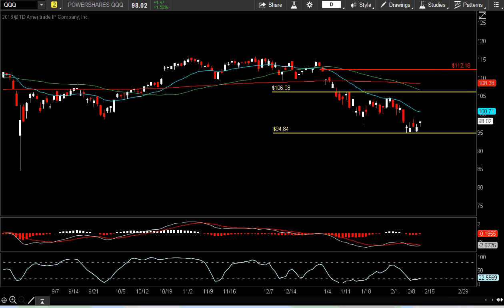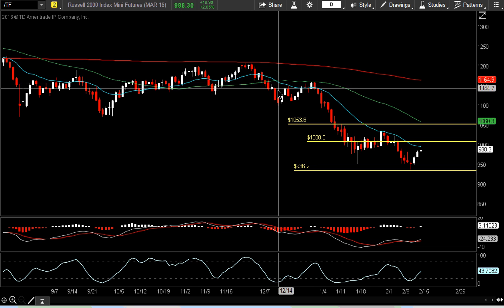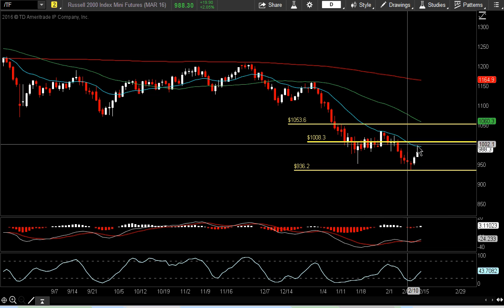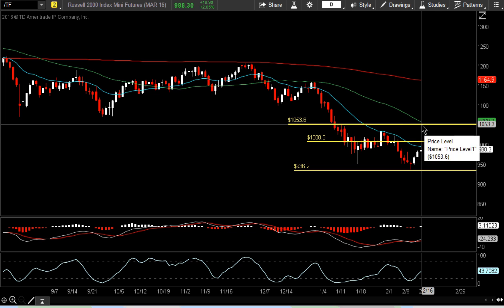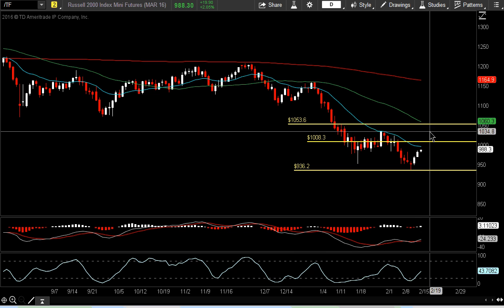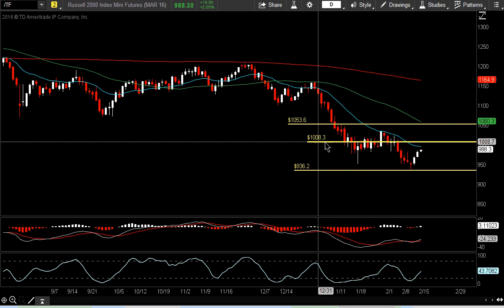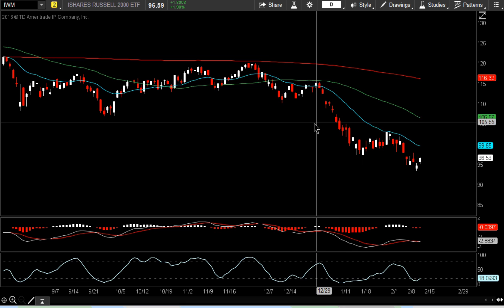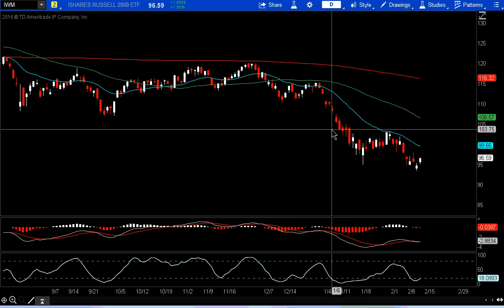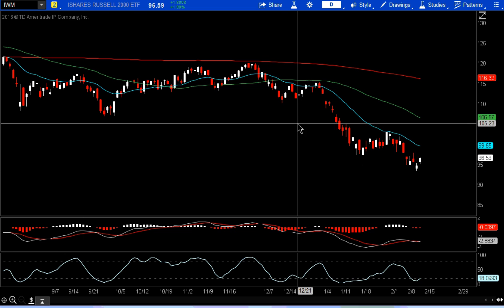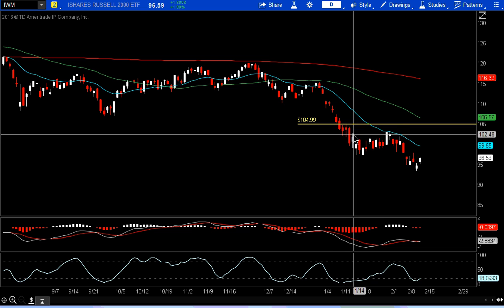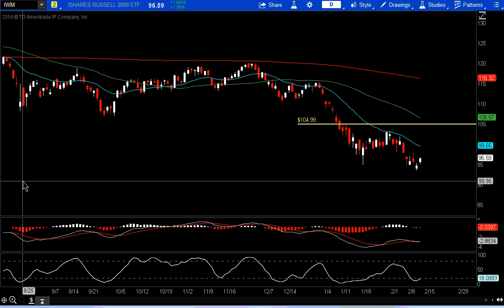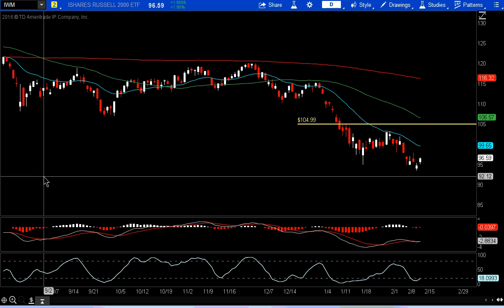Okay. Then looking at the Russell 2000 on the future, the mini, right now essentially looking at this 1008 as a near-term target, with a little bit more upside at 1053.60 if we could break through this 1008.30. Okay, and then the IWM. Essentially we're looking at something on this level here, somewhere around the 104.99, essentially 105. Okay, so that is the indexes.